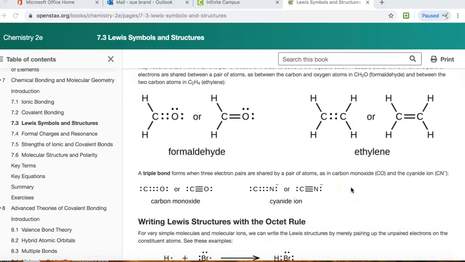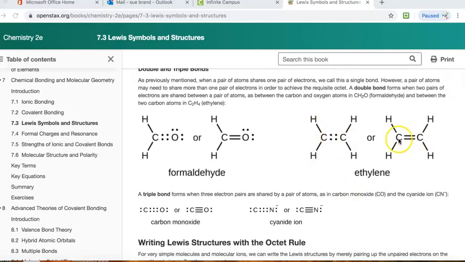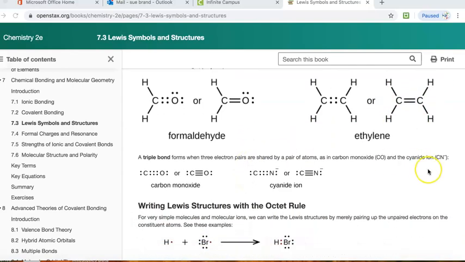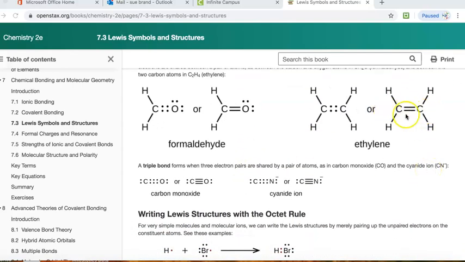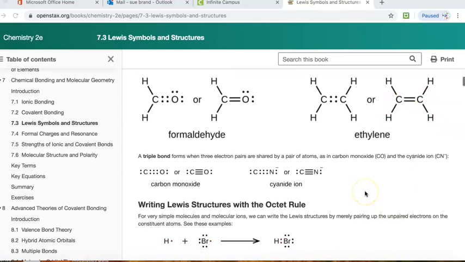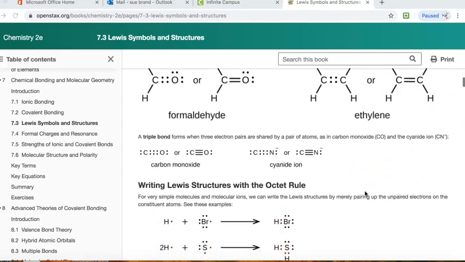Ethylene, here we have a case again where carbon only has 3 bonds, and so it needs an extra bond in between there. If we look at the electrons from carbon, it has 4, 1, 2, 3, 4, 1, 2, 3, 4, and then hydrogen has 1 each. So you end up having to have a double bond between each carbon atom in order to satisfy the octet rule.